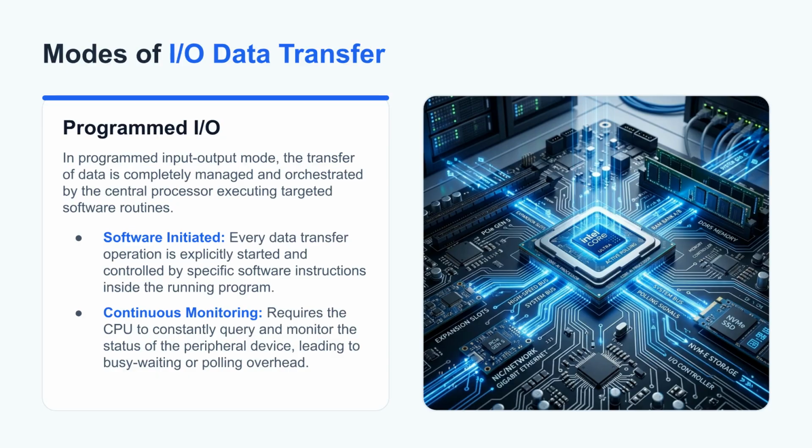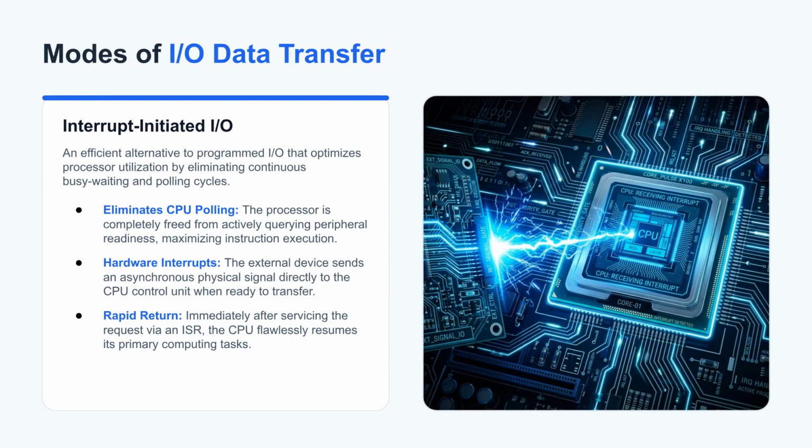Because the processor is locked in a tight loop checking device status flags, it cannot execute other productive tasks, making programmed I/O highly inefficient for high-speed or large-scale data transfers. To eliminate the wasted CPU cycles inherent to polling, hardware designers developed interrupt-initiated I/O. Under this mode, the CPU initiates an I/O command and then immediately returns to executing other primary application tasks. The processor is completely freed from polling peripheral readiness flags.